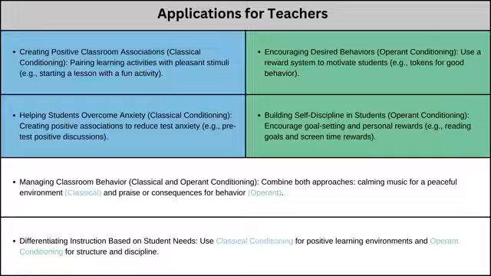Finally, teachers can use both classical and operant conditioning to differentiate instruction, or say, vary the methods of teaching to suit various students' needs. While classical conditioning can help create a positive and inclusive learning environment that supports emotional well-being, operant conditioning provides a structured approach to behavior management. For example, establishing clear rules and using positive reinforcement for good behavior helps maintain order and encourages a supportive learning environment. So that was all on today's class on the difference between the two types of conditioning.